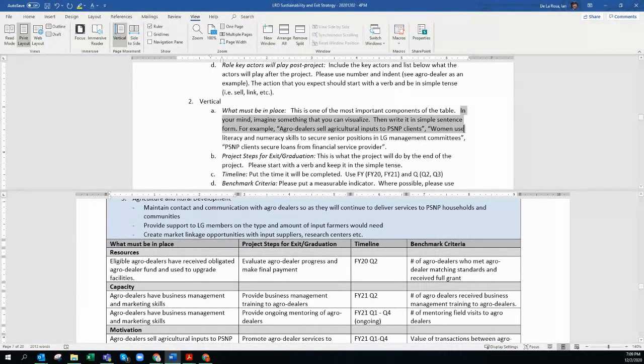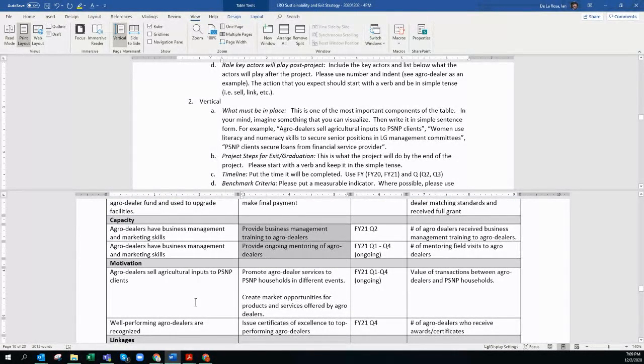So examples out here are: eligible agri-dealers have received obligated agri-dealer funds and used them to upgrade facilities. Or agri-dealers have business management and marketing skills. You can see I've listed this twice because we'll talk about this later on. We have two activities we're going to be doing to do that. Or we can do a merged version over here, allowing you that flexibility.